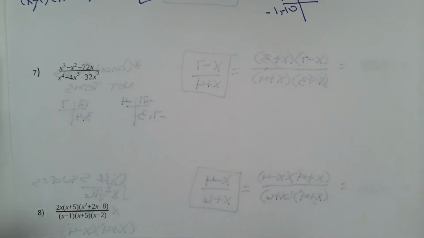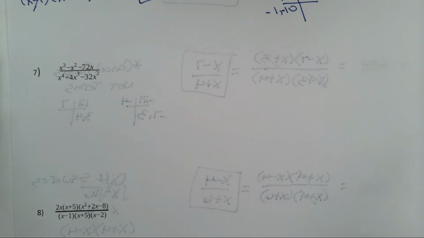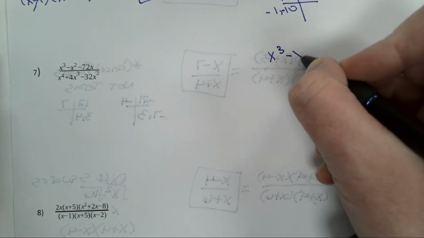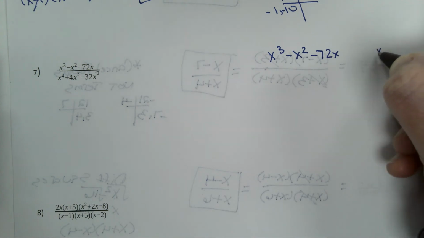Number 7, you always have to look for a GCF. The first thing you should always do. So I need to factor x cubed minus x squared minus 72x.